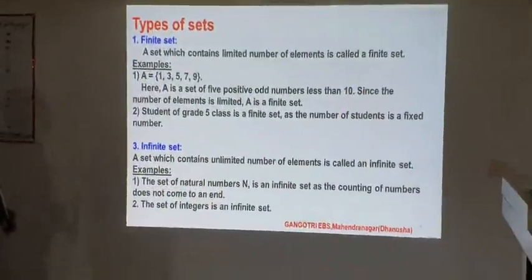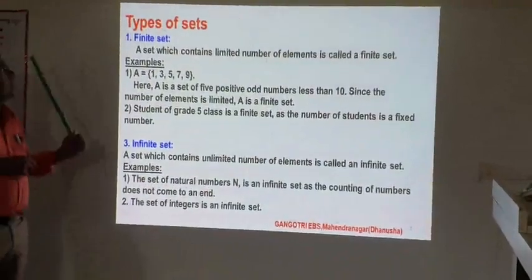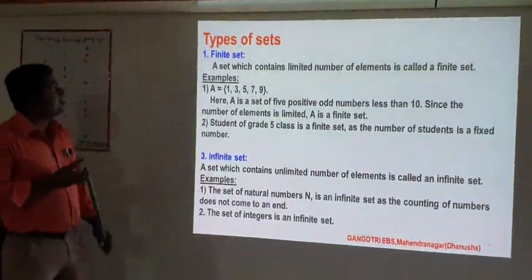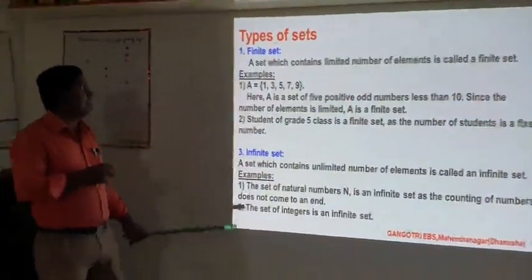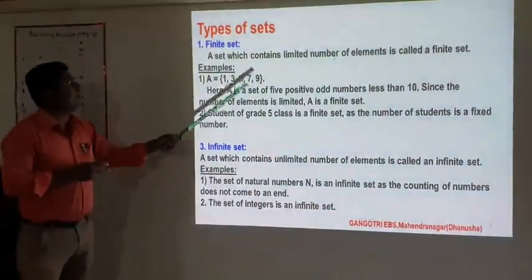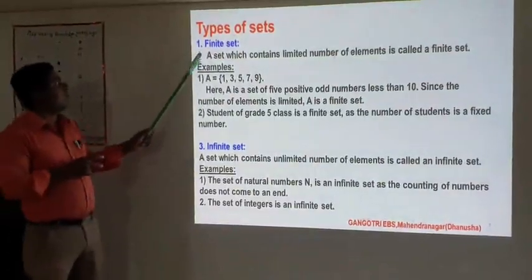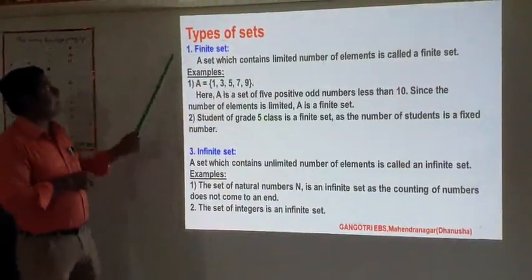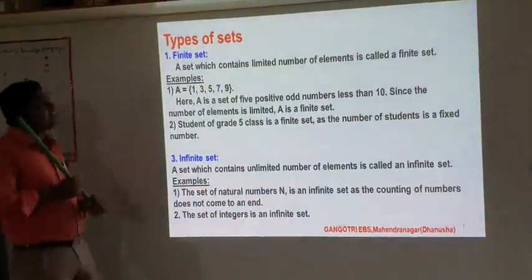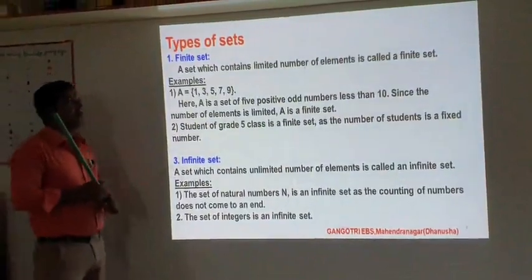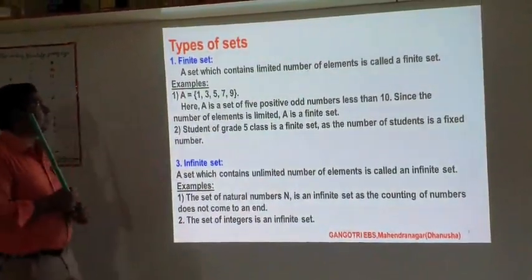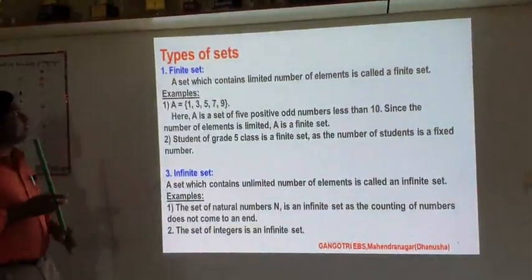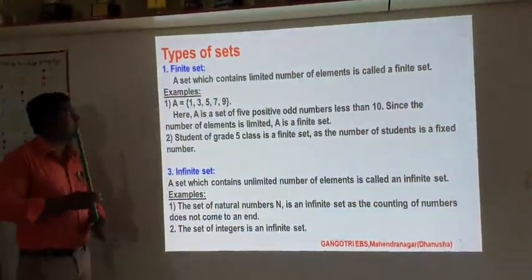Now we discuss the types of set. There are many types of set. We discuss some types of set here. Now see here, one: finite set. A set which contains a limited number of elements is called a finite set. It means a set contains a countable number of elements. If we can count the elements of that set, then it is called a finite set.